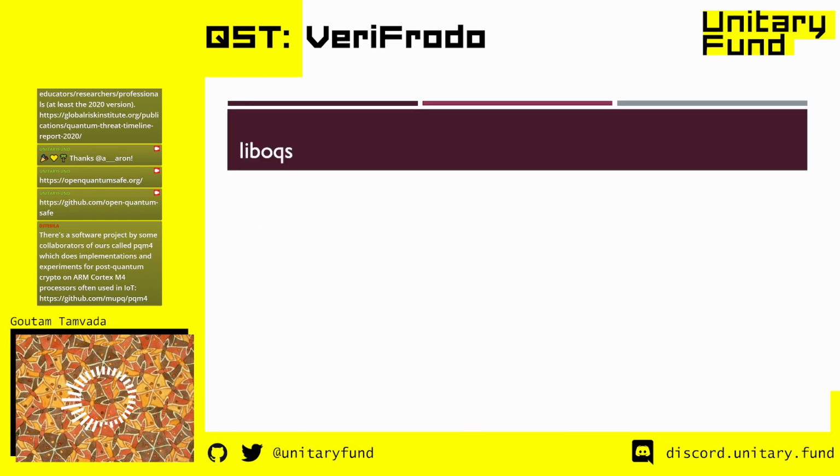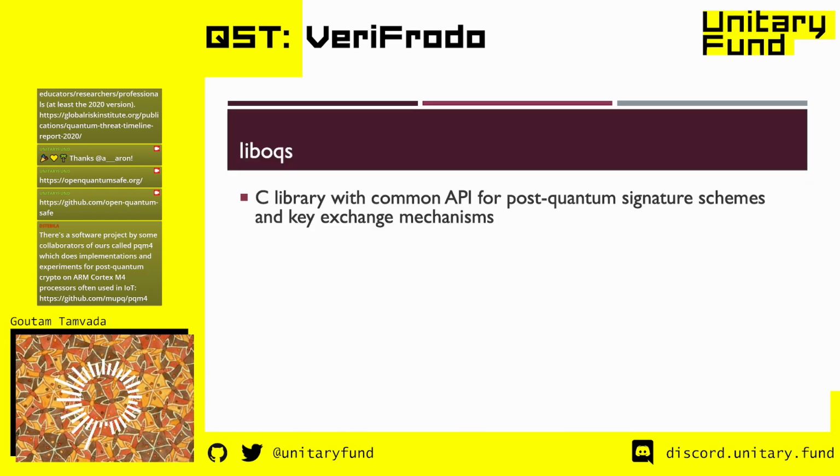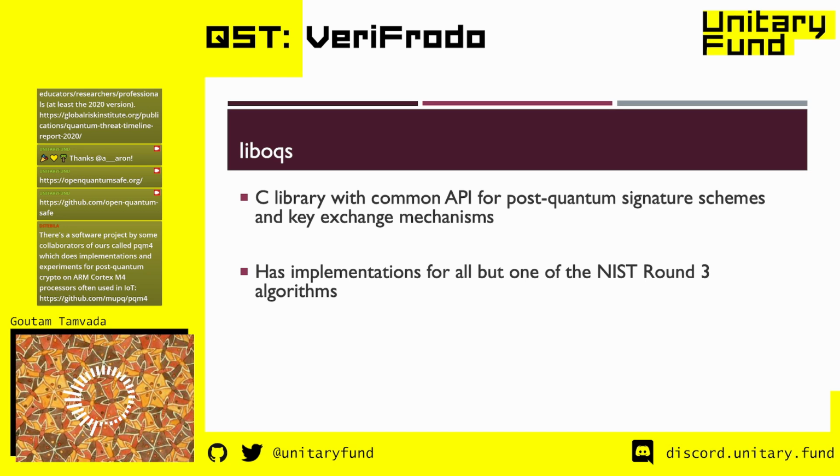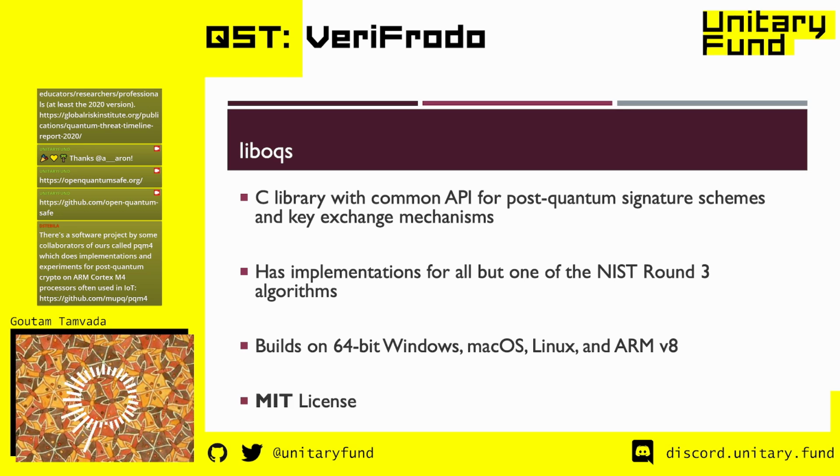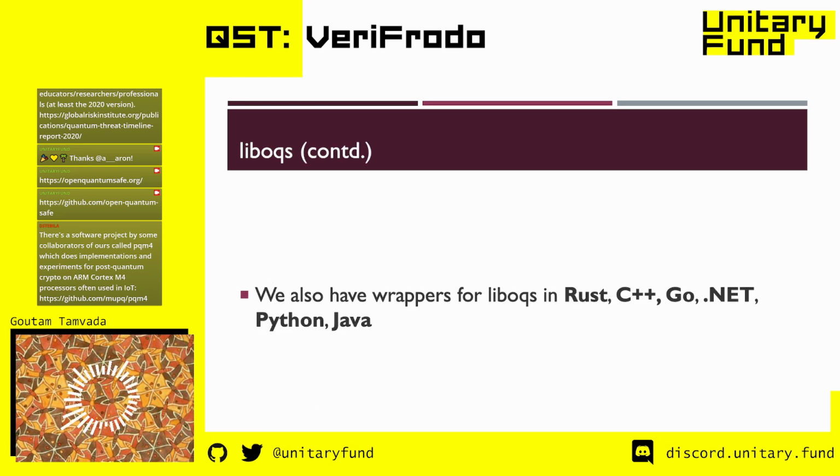So liboqs itself is, like I mentioned, a C library with a common API for post-quantum signature schemes and key exchange mechanisms. It has implementations for all but one of the NIST round 3 algorithms. It can build on a variety of platforms and is licensed under the permissive MIT license. And if C is not your thing, then we also have wrappers in Rust, C++, Go, .NET, Python, and Java. So there's many different ways to try this library out. So you have no excuse not to try it.